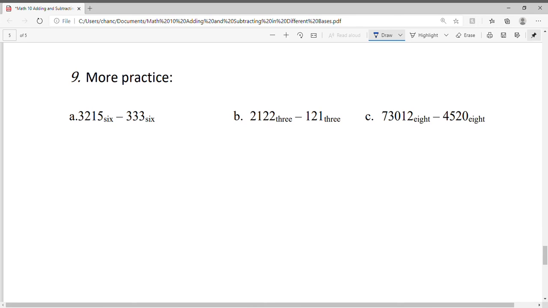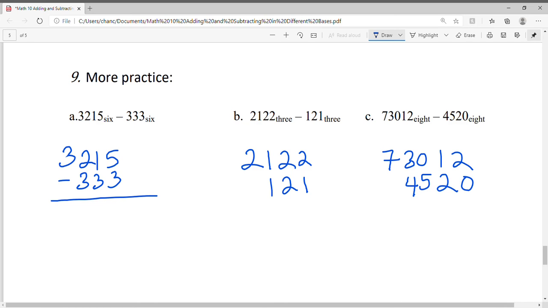In question number 9, please practice this on your own. Get good at this because you'll see this on your exam. So let's make sure you're good at this. For the first one, we're talking base 6. The second one is base 3. And the third one is base 8. So let's do the work.